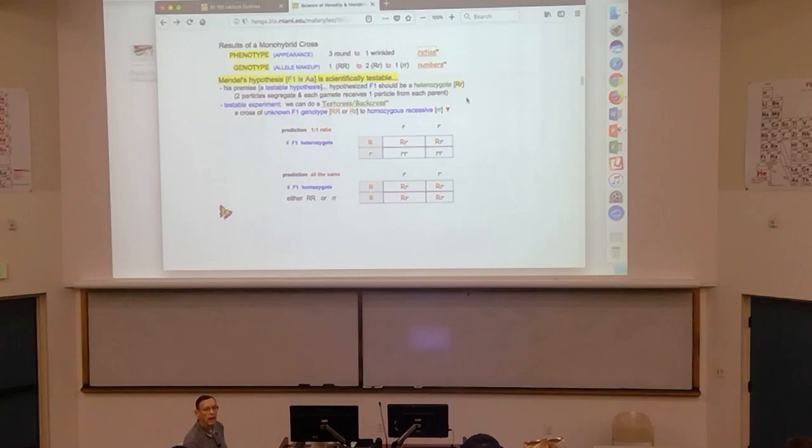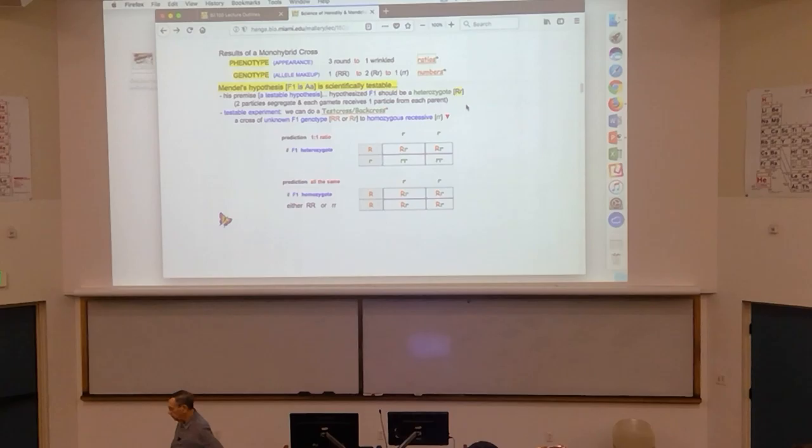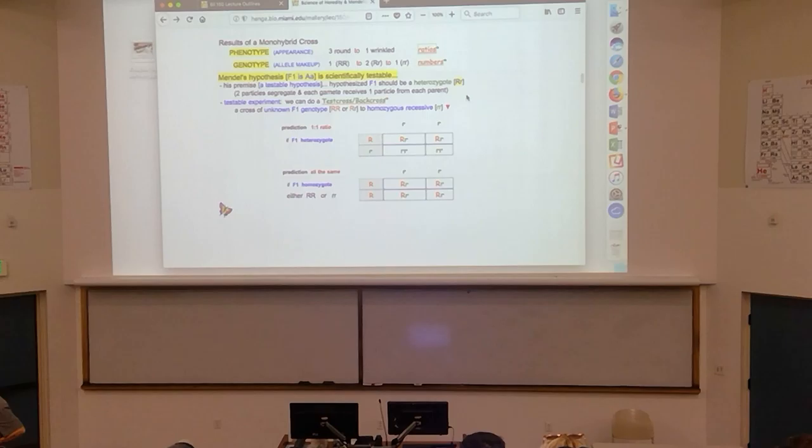And the beauty of that hypothesis is that it's scientifically testable. The way you can test it is by doing what's called a test cross. However, it's very common in horticultural conditions to cross back to one of the parents. And in this particular case, you're going to back cross to the recessive parent. The recessive parent will have two alleles, both being the recessive allele.